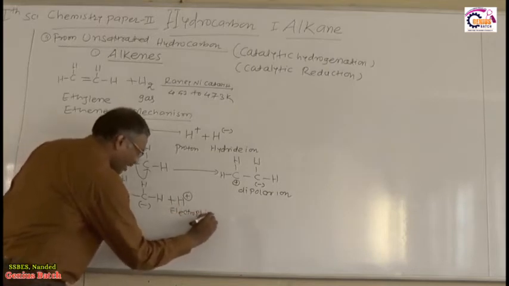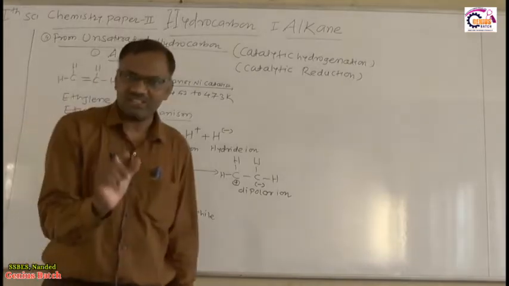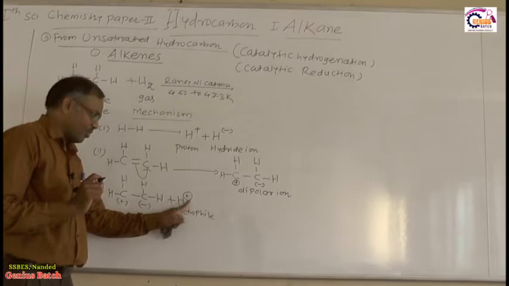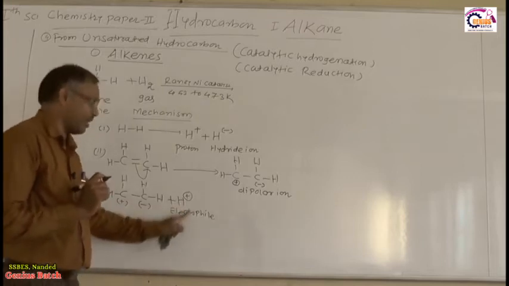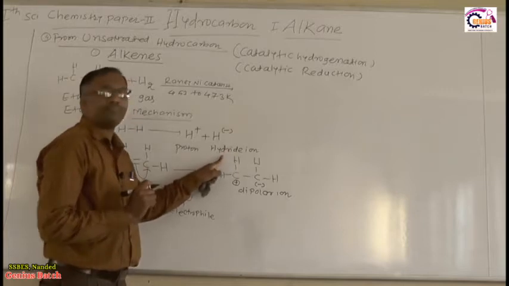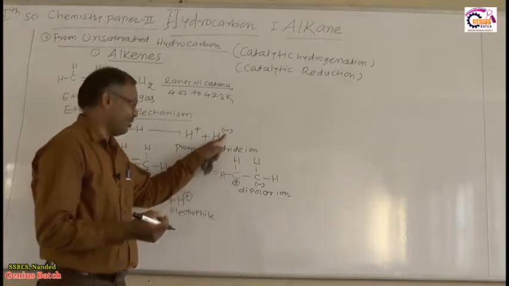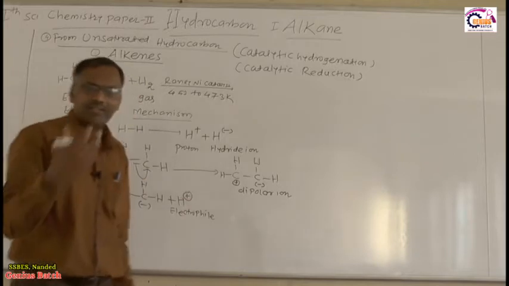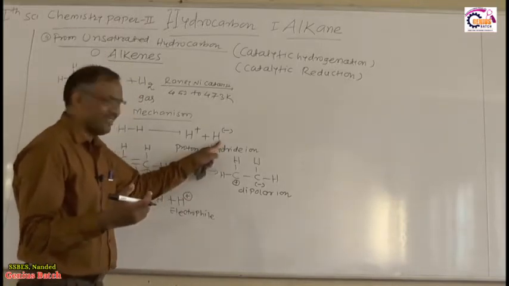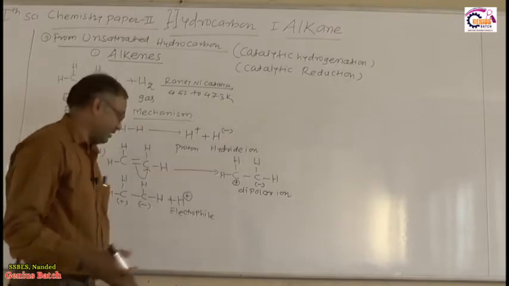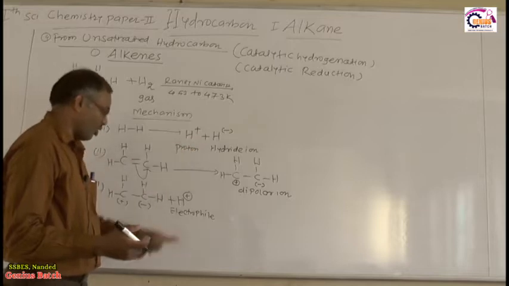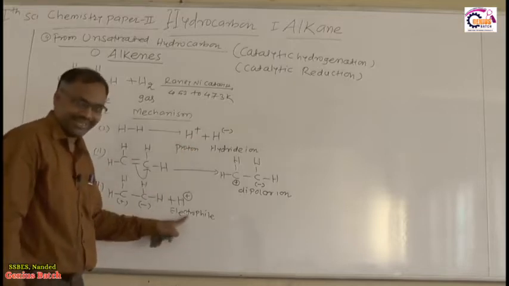What is meant by electrophile? Positively charged species is called an electrophile. So hydrogen positively charged is the electrophile. Hydrogen negatively charged acts as a nucleophile, that is the hydride ion. What is the attacking reagent? The name of the attacking reagent is nucleophile. So here this is the proton, positively charged hydrogen, so that is called the electrophile.